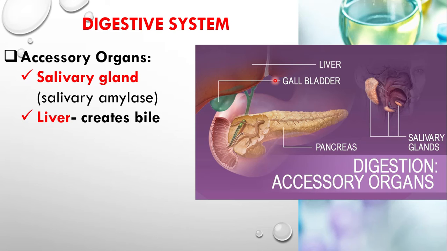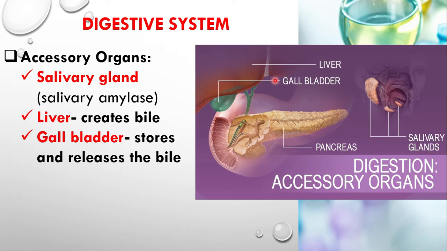Okay? The liver creates bile. Okay? Bile helps in the breakdown of the fats that we eat. And then we have also the gallbladder, which stores and releases bile. Okay? The gallbladder stores or releases bile when our digestive system needs it.